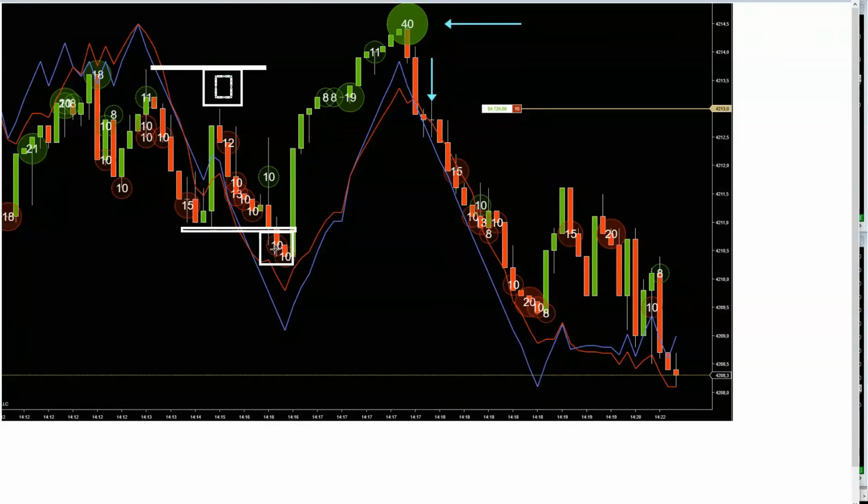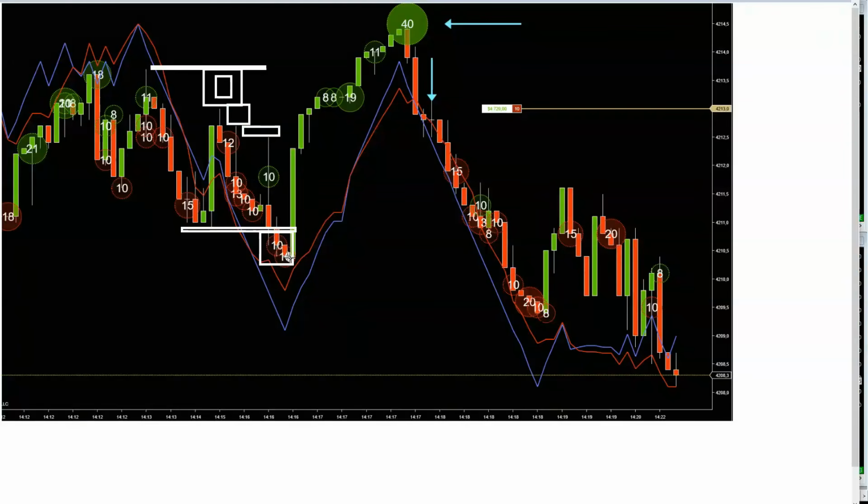Now remember, this means that there is weakness coming in because this was not a toxic auction to the downside. Look how thin these supply areas are. Do you see how thin those supply areas are? Weakness.